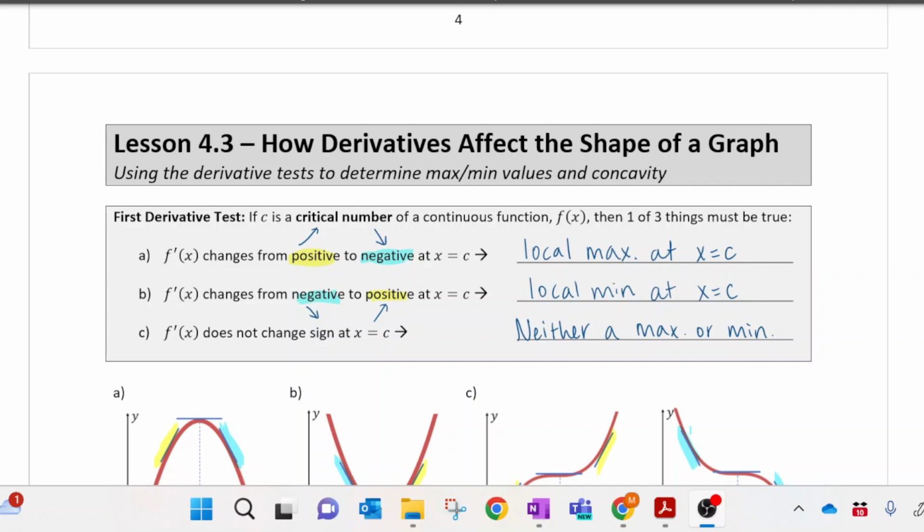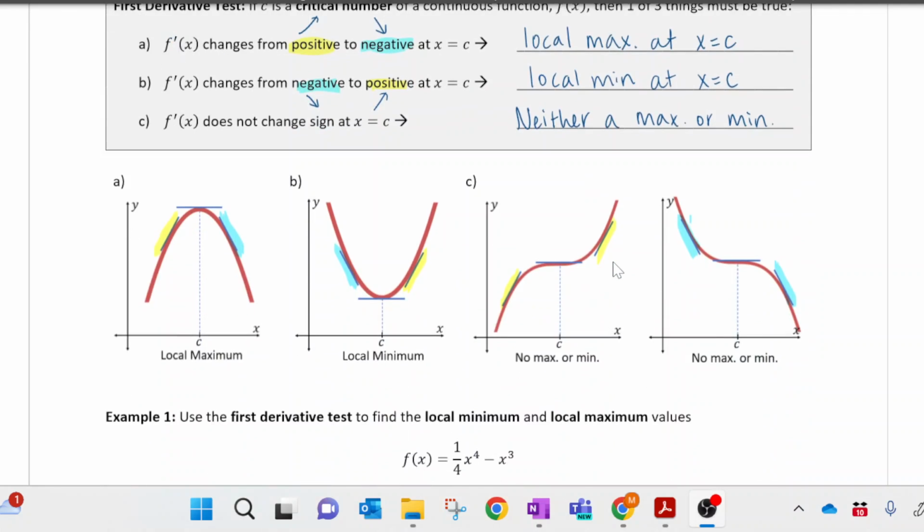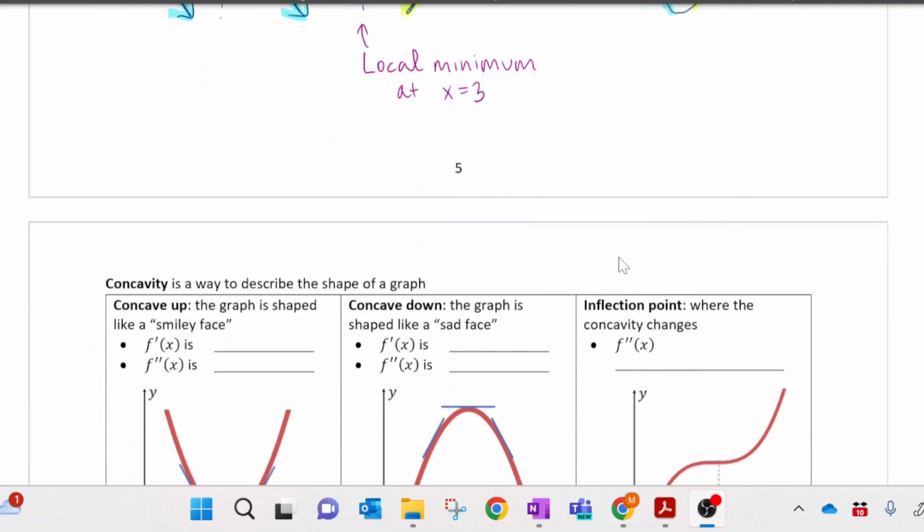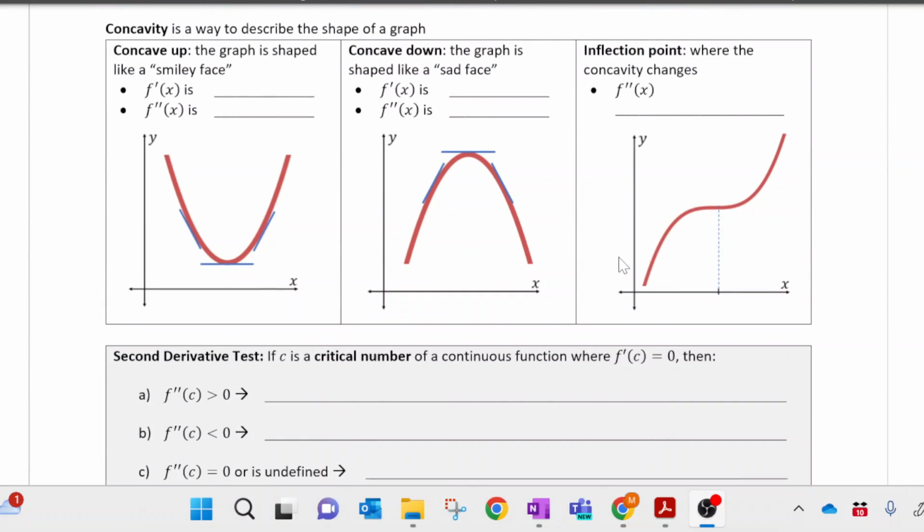So in the first video, we looked at how the first derivative tells you about whether a graph is increasing or decreasing and how you can use that to figure out whether a critical number is a maximum or a minimum. We're going to continue with our exploration of derivatives and how they help us understand what graphs look like. But this time we're going to be looking at the derivative of the derivative, so the second derivative. So let's scroll down past what we did last time and head to this picture here.